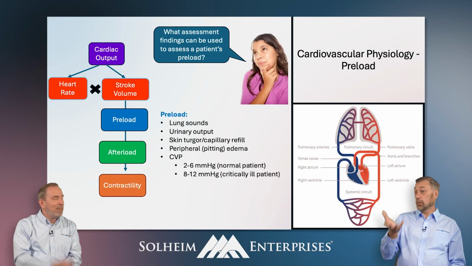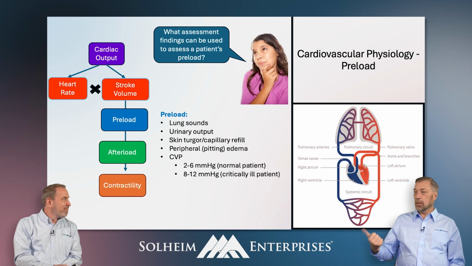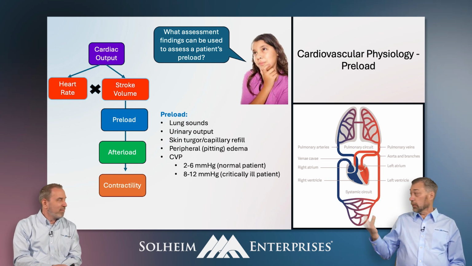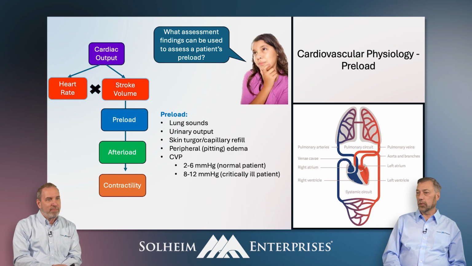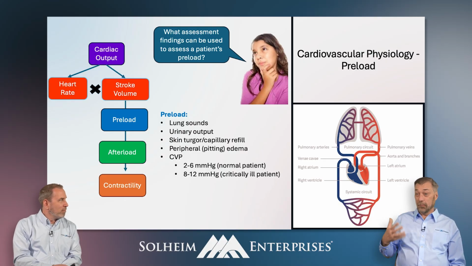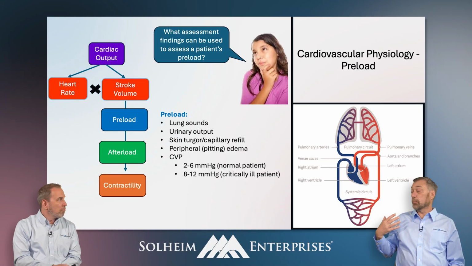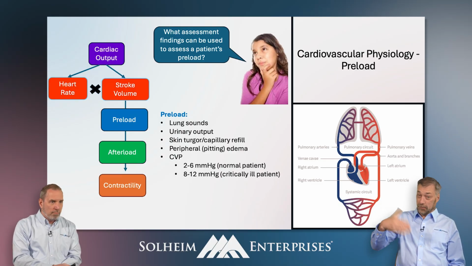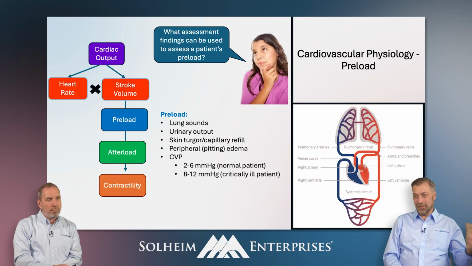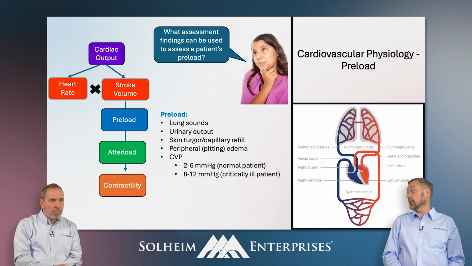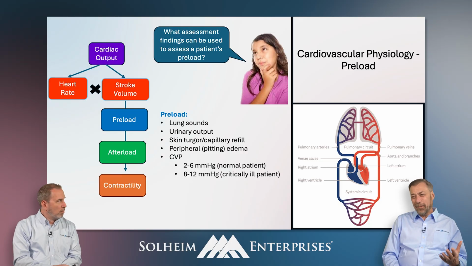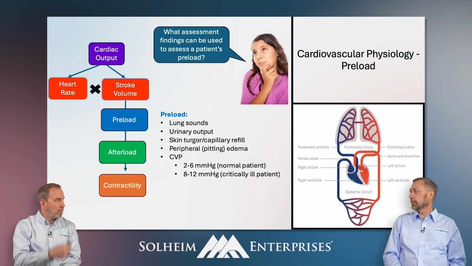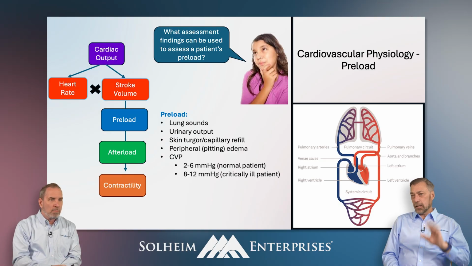So let me flip them up on the screen for you here. Some of the things that we can use to assess preload include lung sounds, urinary output, skin turgor or capillary refill, and the presence of peripheral edema. And then on a hemodynamic side, we can use CVP because CVP measures the pressure in the vena cava. And we said the vena cava was like the faucet, it's the preload. So just so you know, CVP is normally 2 to 6 in a healthy patient. We actually consider CVP of 8 to 12 kind of normal in a critically ill patient because they tend to have some vasoconstriction, but that's kind of your normals.